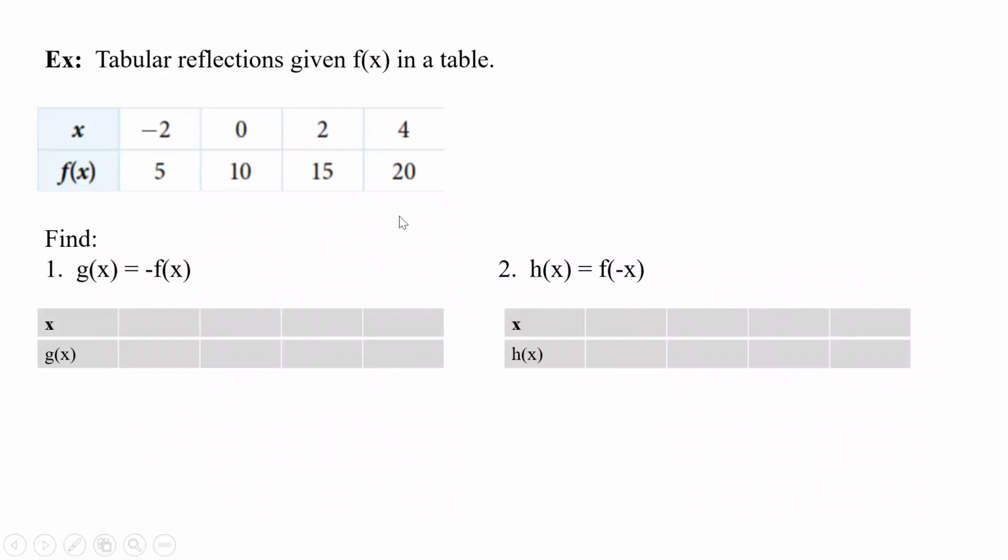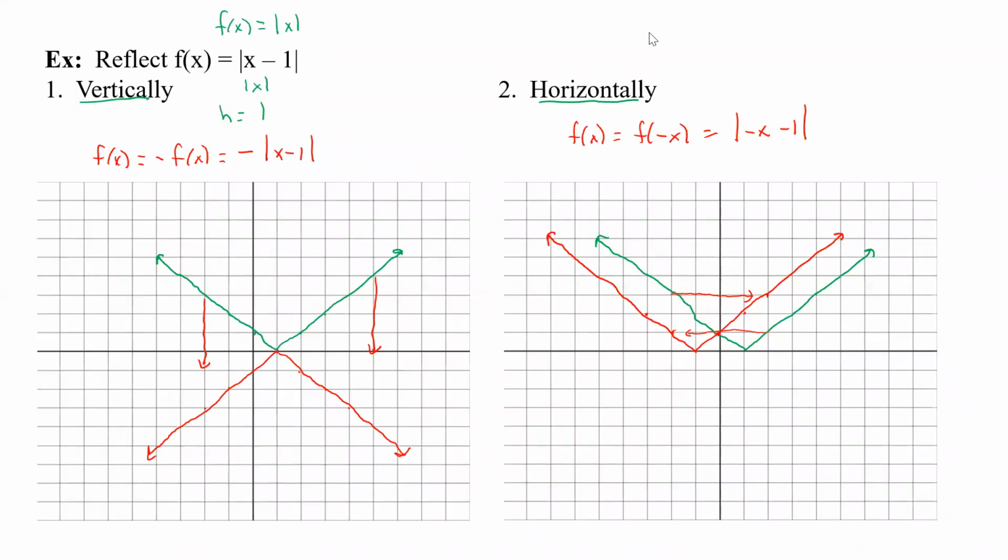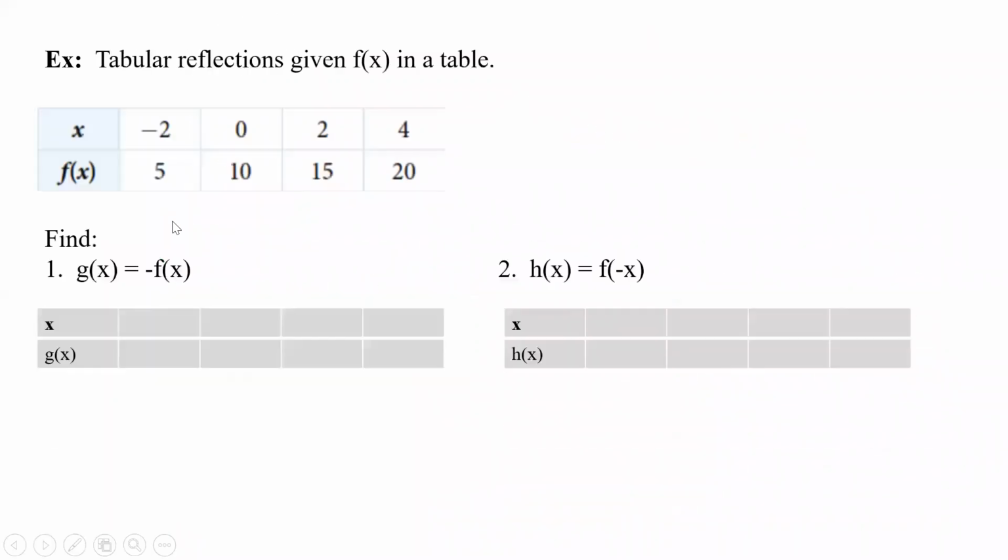Now we can also do the tabular changes, and that's kind of what I was alluding to here. We could do tabular by plugging in values here, but this one, they give us the initial table, and then all we have to do is get out the new tables from it. All right, so we have the negative 2, 0, 2, 4, and 5, 10, 15, 20. If we're saying g of x is equal to negative f of x, what does it do? We're changing the y value because we're going to start up here and reflect across that x-axis and go down, or if we're down, we're going to go up, depending on what our graph looks like.